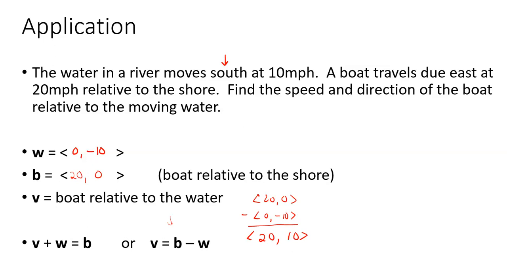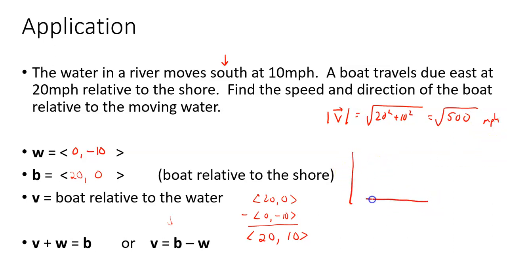But that doesn't answer the question, because the question said find the speed and the direction of the boat. So the speed is just the magnitude of that vector. So the magnitude of that vector is going to be the square root of 20 squared plus 10 squared. So 400 plus 100, square root of 500 miles per hour, whatever that happens to be. Right, you want the direction of the boat. Where is it going? It's going 20 to the right and 10 up.